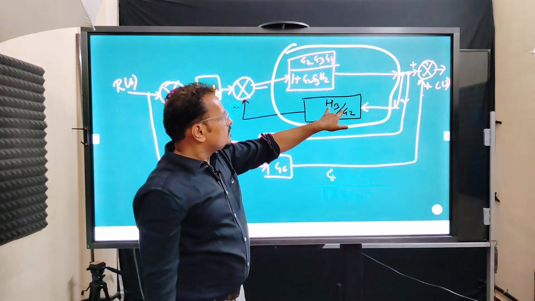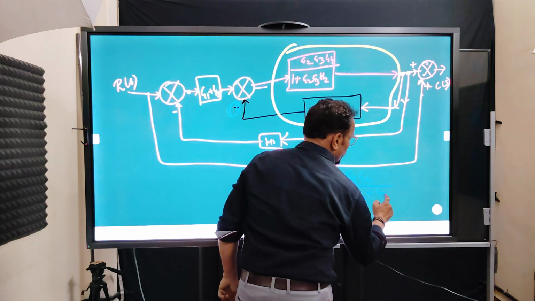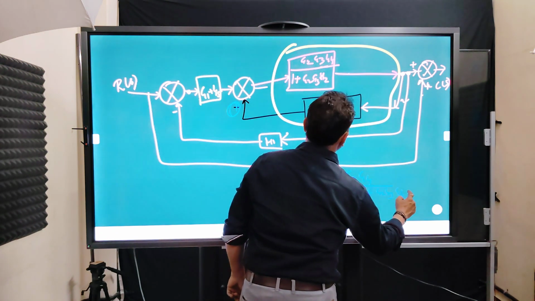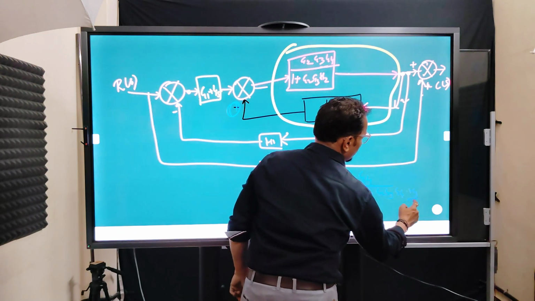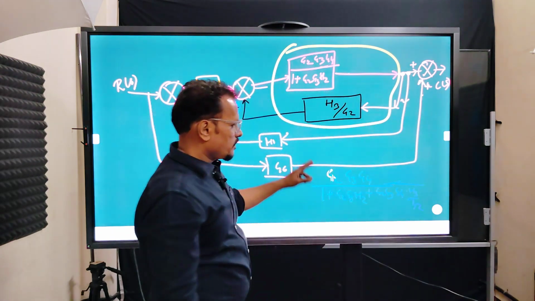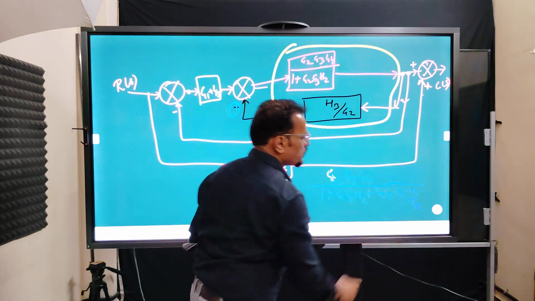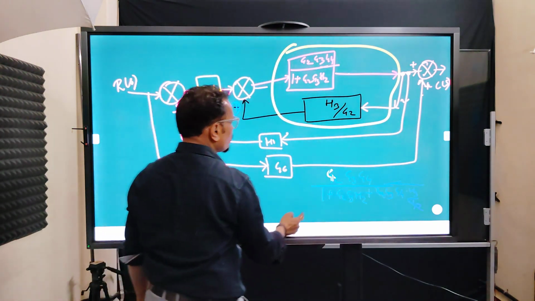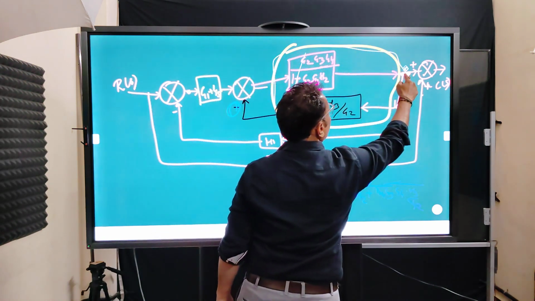This multiply by this will appear here. So we will have G2, G3, G4 multiply by H3 divided by G2. Got it? Okay, and G2 will cancel each other. So this is the simplest way to write it down. Okay, so I can replace this whole thing with one block.